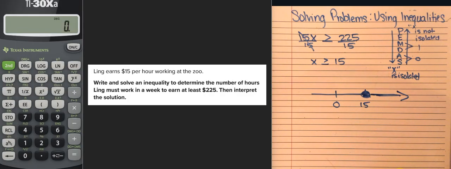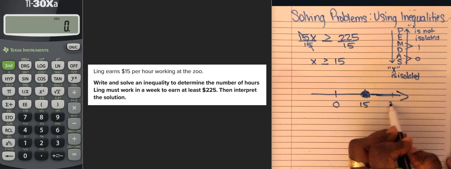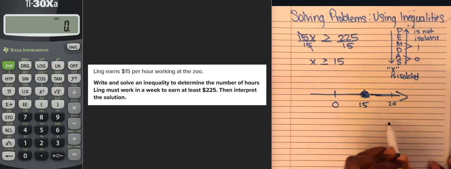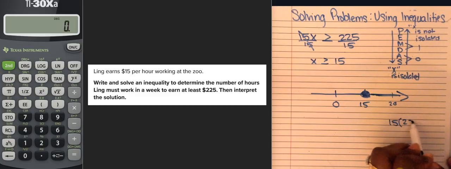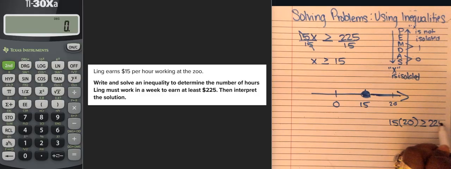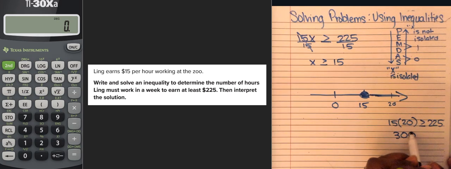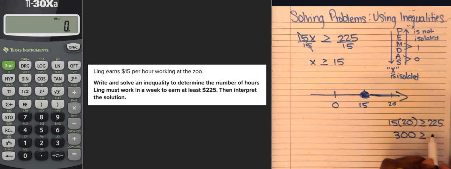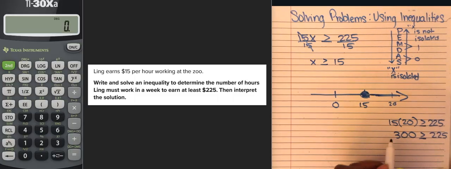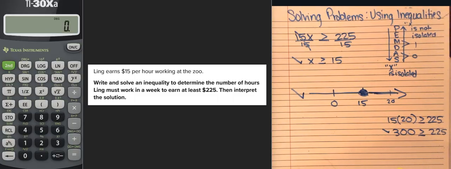So let's go back and check and just make sure that it does make sense. Well, what about 20? 20 is going to be like over here, right? So we can say 15 times 20 is greater than or equal to 225. Well, 15 times 2 is 30. And if I add a 0 behind that, then it becomes 300. So is 300 greater than or equal to 225? Yes. So this tells me that we did have the correct information here.